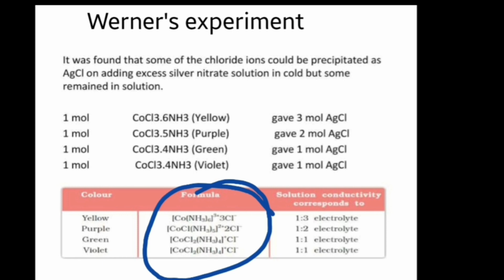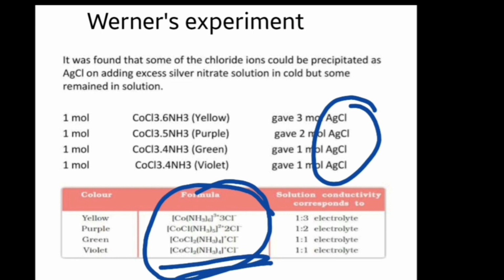While learning the postulates, we learn all those terms. So I hope you understood the experiment. What he did was he took a series of compounds of cobalt, chloride and ammonia, and then he added silver nitrate solution to that. When he added silver nitrate solution, it gave silver chloride. The silver chloride which was precipitated was in different amounts. That is because of the difference in the formula.